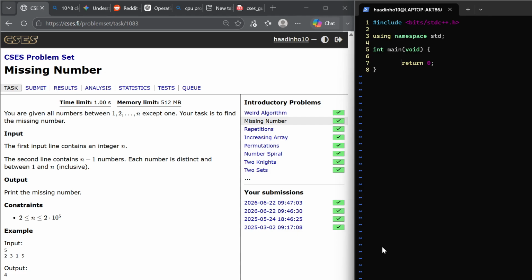Today we're going to be solving the second problem from the CSES introductory section, which is called Missing Number. It says you're given all numbers between 1 to n except one, and your task is to find the missing number. The first input line contains an integer n. Okay, then let's type long as read. It's all positive, so I'm going to use a directory slash d.